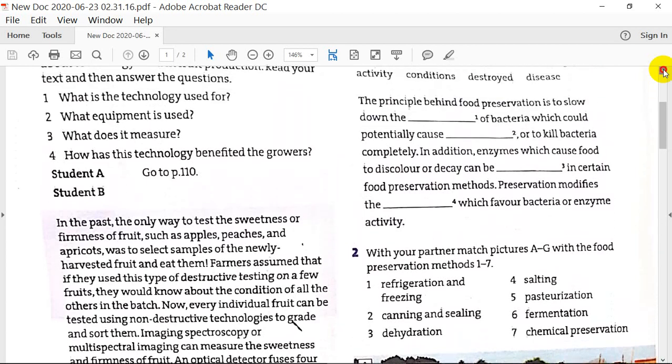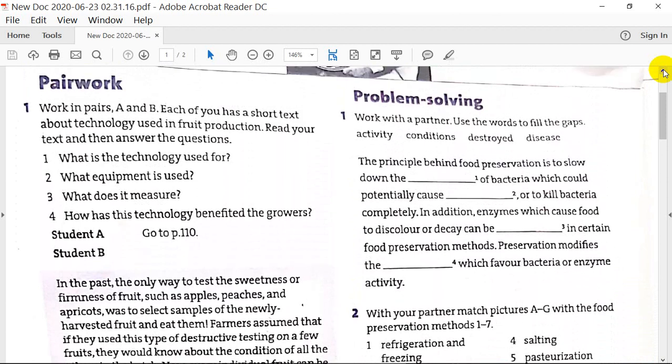We can go to activity 1, problem solving. We have 4 words, or you can say 4 terms, and I will explain the meaning of these terms. Read this paragraph and complete it with the suitable word in the suitable place. Number 1, activity. The question is what? Work with a partner. Use the words to fill the gaps. I am your partner because I'm talking to you now and you are alone at home.